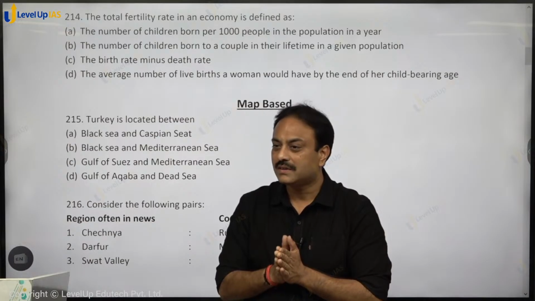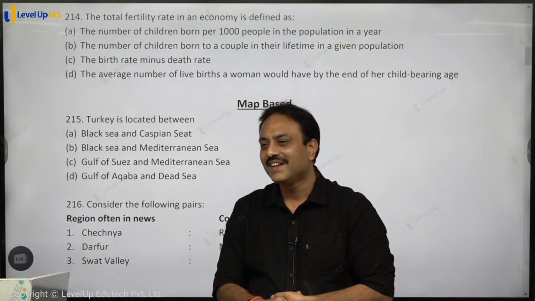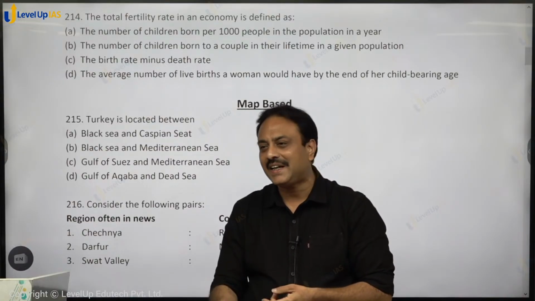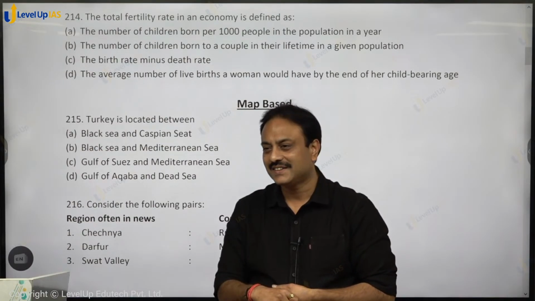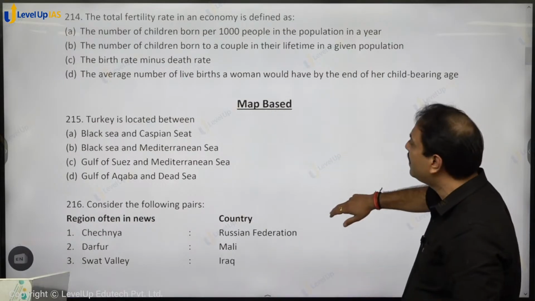Yes or no? So it is not debatable. It is 15 to 49, khatam. And the minimum age for marriage is 18. That is also true, right? So answer is D. D for dog shall be the right answer.